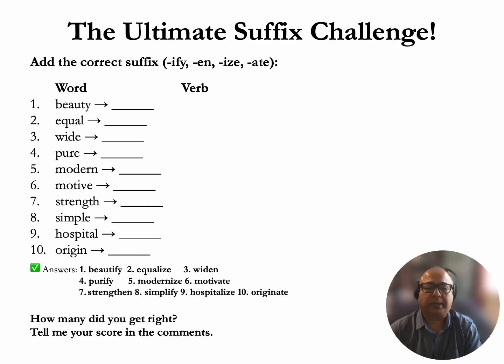Very good. Beautify, equalize, wide is widen, pure is purify, modern is modernize, motive is motivate, strength is strengthen, simple is simplify, hospitalize, origin is originate. Okay? I'm proud of you. You stayed with me. This is great. Because today I believe you have learned verb suffixes really well. There are 4 different types that I have introduced to you: ify, en, ize, ate.